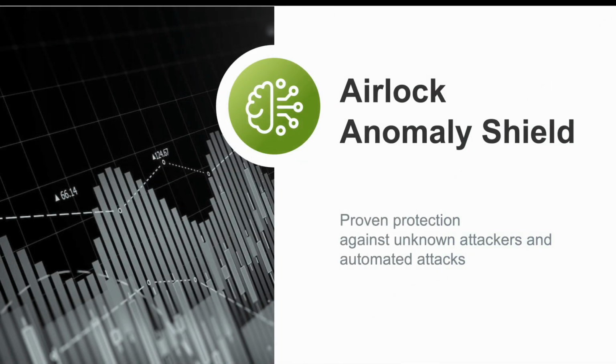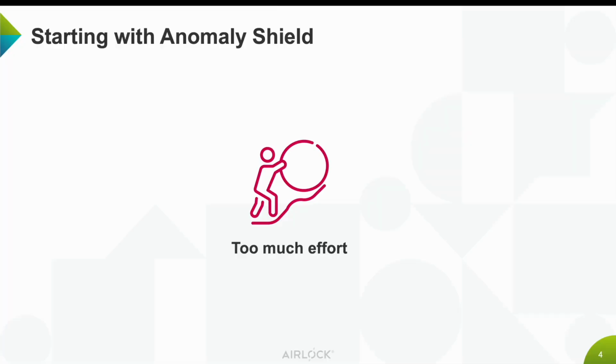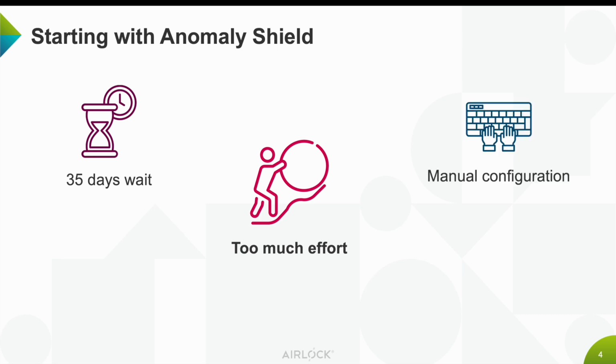As you know, the Anomaly Shield protects you against unknown attacks and automated attacks, and we've made it a little bit easier to use the Anomaly Shield, especially in the beginning. If we're honest, we knew since the start that it just takes way too much effort to get the Anomaly Shield set up in the first place. There is this 35 days waiting period for the Anomaly Shield to collect enough data to train models properly. There is the manual configuration.